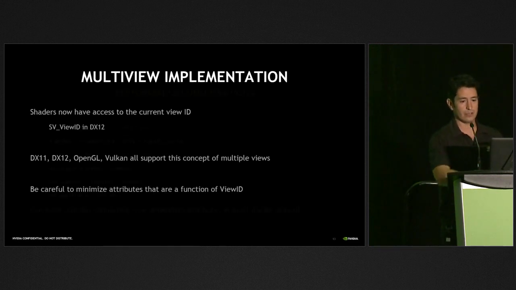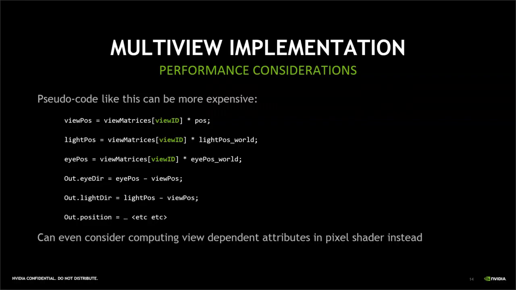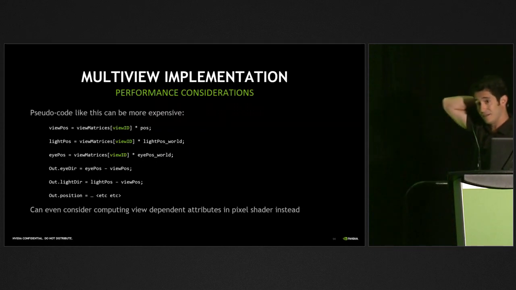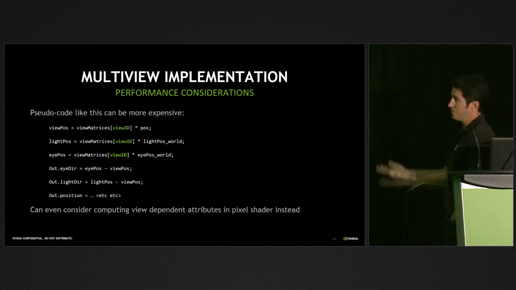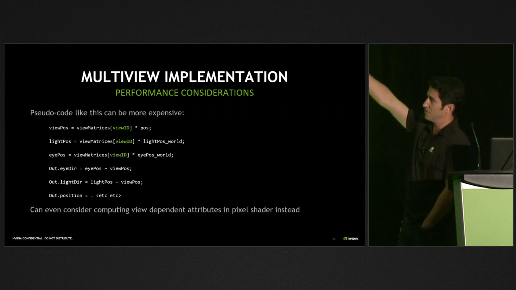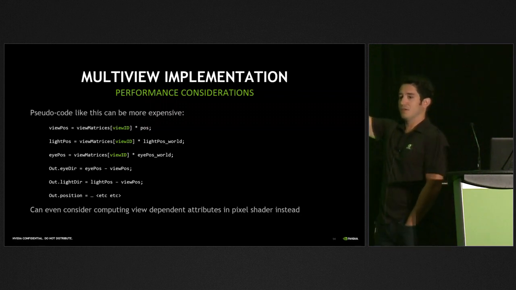So I'll show a little pseudocode here to show what I mean. For example, in something like this, you're doing this math as a function of view ID. Here, you're computing some view space positions for your light, eye, and current vertex. And then you're doing some math to pass out some output attributes. This is just pseudocode. They're a function of those things that you computed there. So there's a cost associated with this, right?